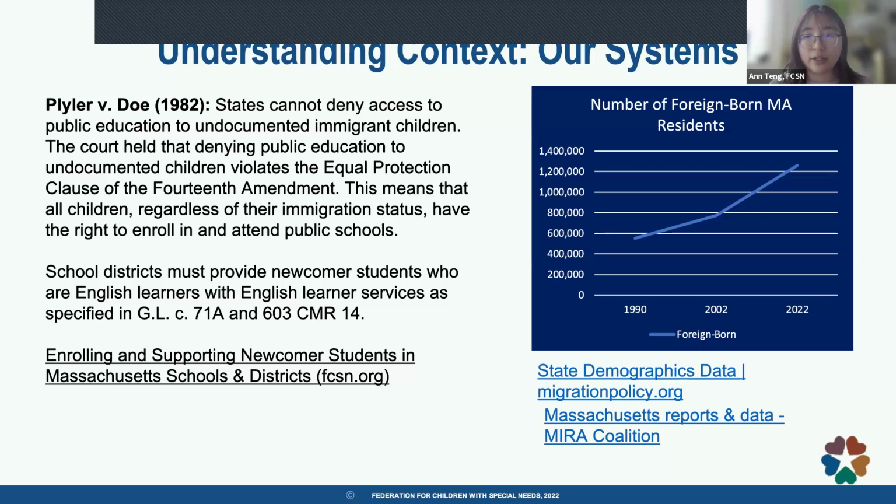So this is important to know, and we'll be talking about other laws and rights and acts that relate to understanding context, our systems, and Plyler v. Doe a little bit more later into the session. And we'll also be relating that in upcoming sessions regarding language and culture. But this is an important piece of information to know.